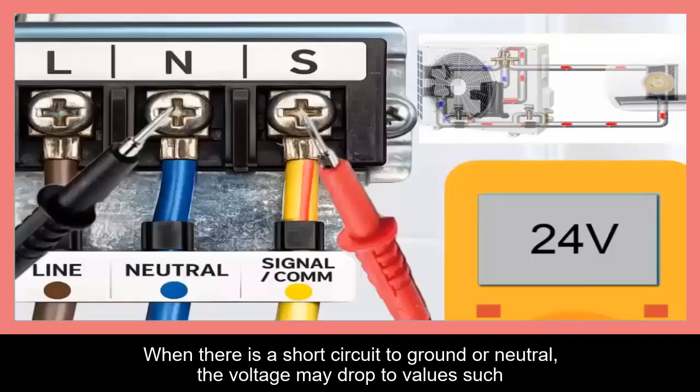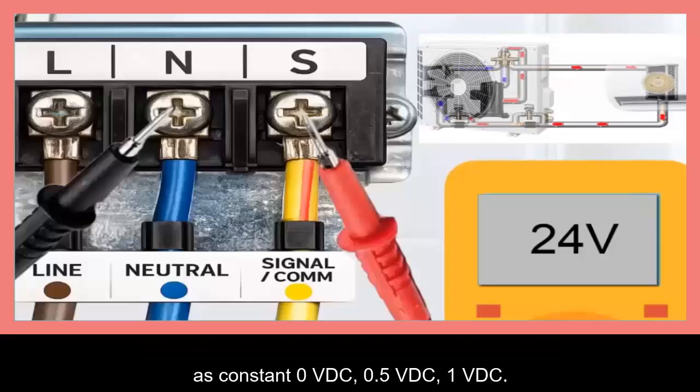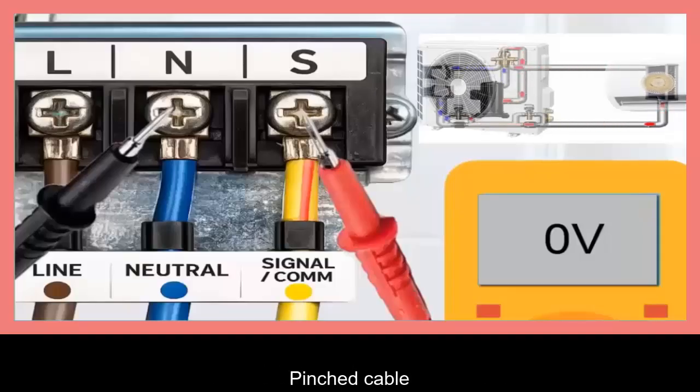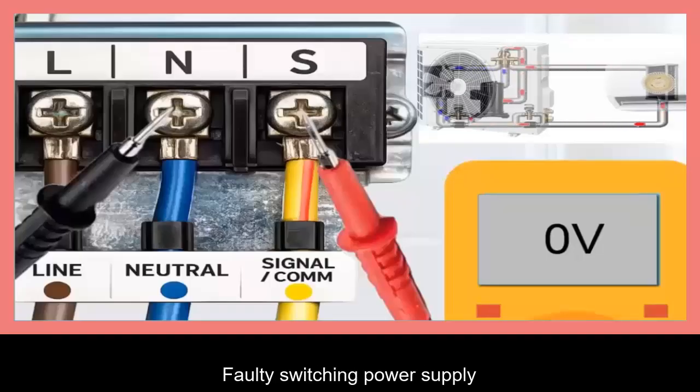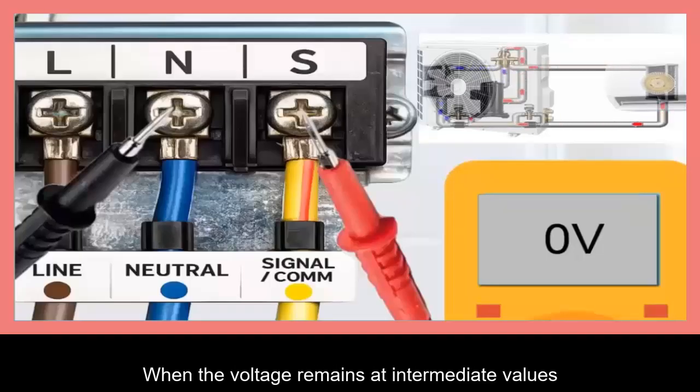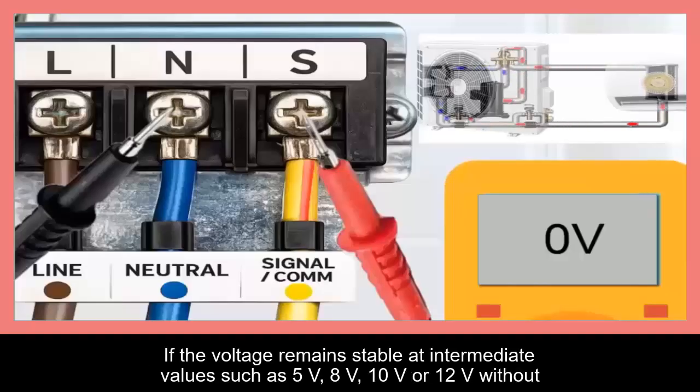When there is a short circuit. When there is a short circuit to ground or neutral, the voltage may drop to values such as constant 0 VDC, 0.5 VDC, 1 VDC. This normally indicates pinched cable, water inside the connectors, short circuit between S and N, damaged output transistor, faulty switching power supply.